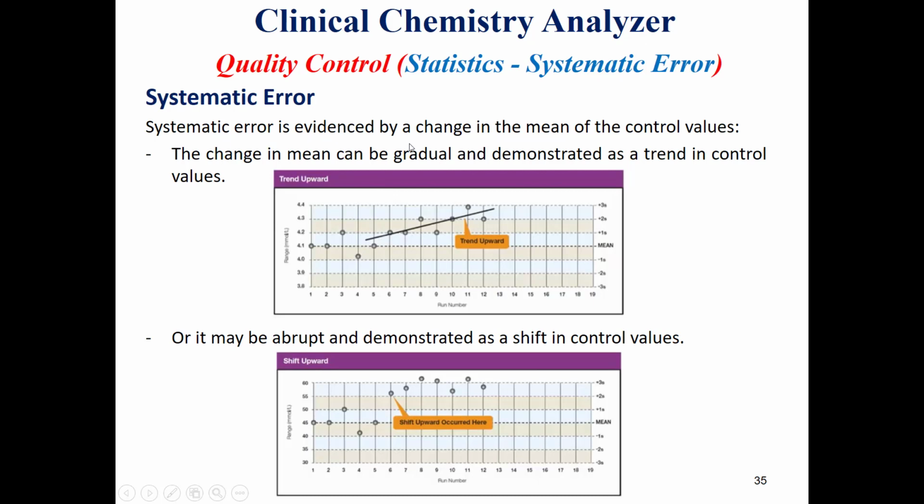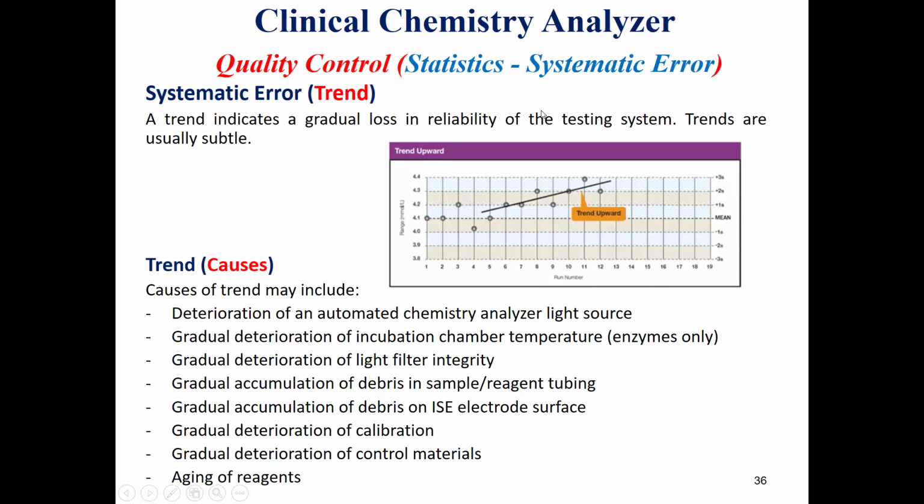So systematic error is evidenced by a change in the mean of the control values. Systematic error can be classified as either a trend error or a shift error. In the case of a trend, we have a gradual change. And in the case of a shift, we have a sudden or abrupt change.